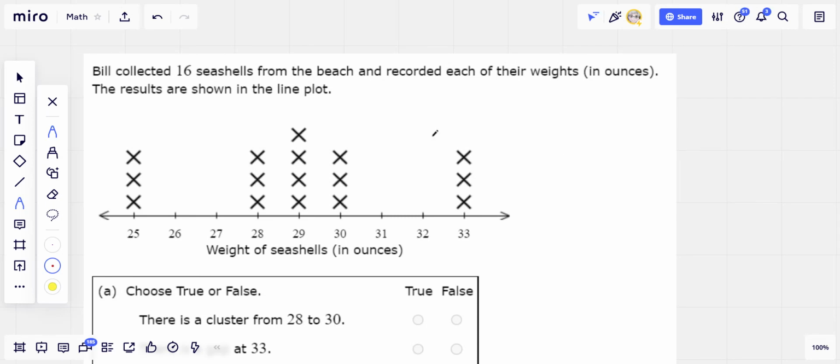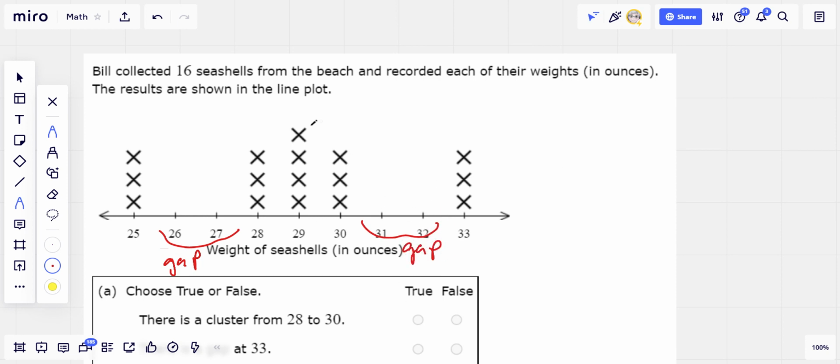In these problems, we're being asked to find gaps, clusters, peaks, and symmetries in these line plots of sets of numbers. So what are all these things? Well, a gap is where you have this space with no data. So that would be a gap, and this would be a gap. So if there's no data there, it's a gap.